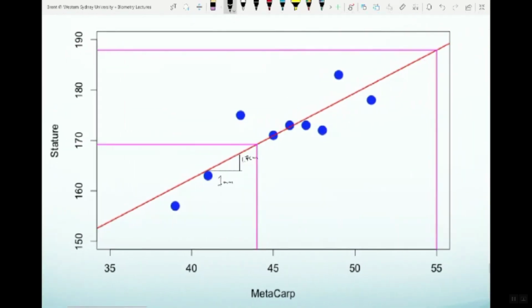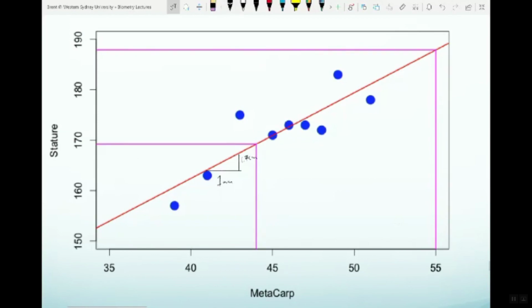These purple lines here represent the predictions we just made. One of them was inside the range of the data, the other one was outside. We predicted, based on our linear model, that if you find an incomplete skeleton where the length of the metacarpal bone was 44 millimeters, you estimate that person's height to be about 169 centimeters. Okay? That's the power of the model.